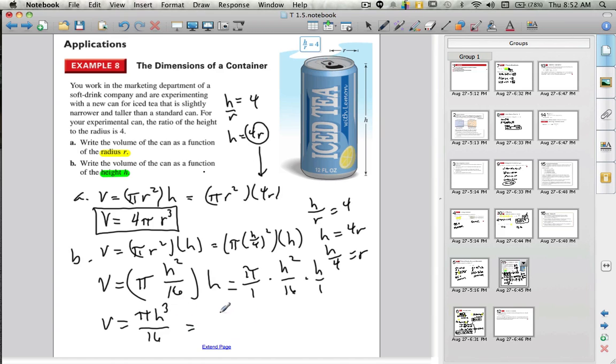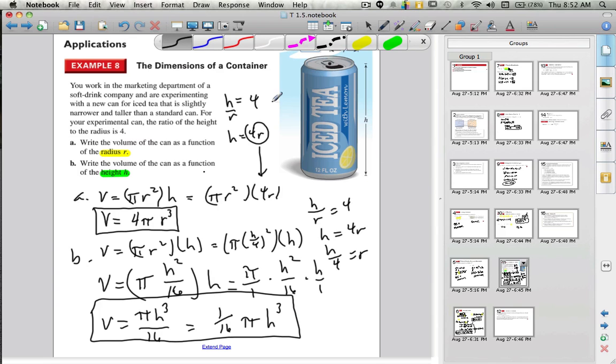I could also write it by breaking the denominator out and make it 1/16 pi h cubed. Both of these are correct. I would probably write it as the first one, but the other one is correct as well. Okay, so you'll notice then I took this ratio of h divided by r is equal to 4, and in these cases we used them in two different ways.